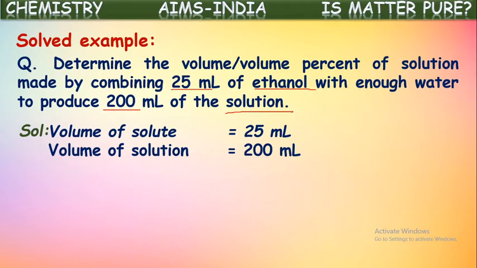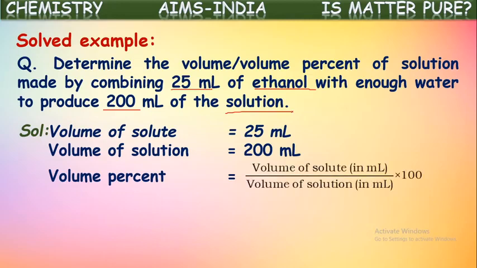Now the formula to calculate volume percentage is volume of the solute by volume of solution into 100. Let us substitute these values now. Volume of solute is 25, volume of solution is 200, into 100. Remember, these two should be in the same system of units. Now we can calculate this. We get 12.5 percent. That means in every 100 ml of the solution, there will be 12.5 ml of solute, or ethanol.